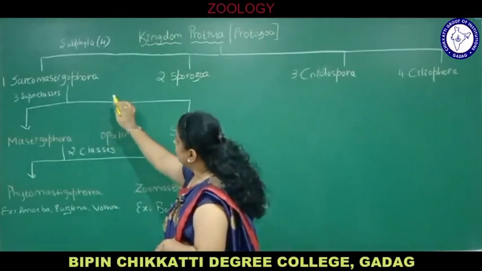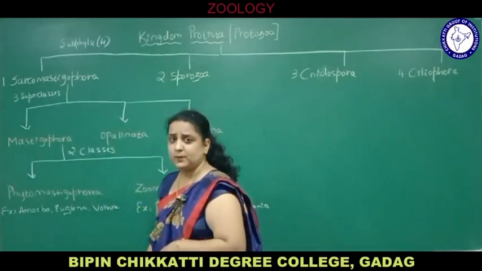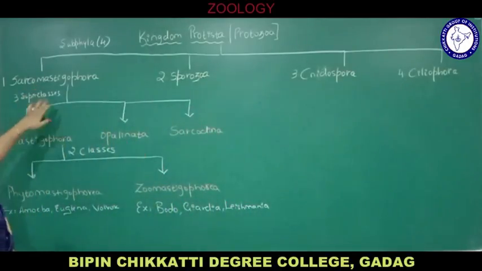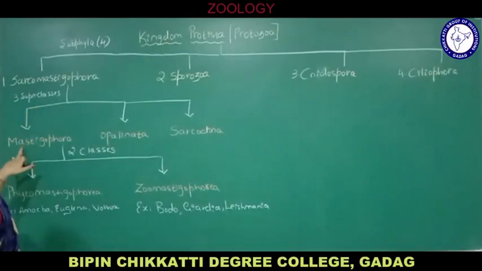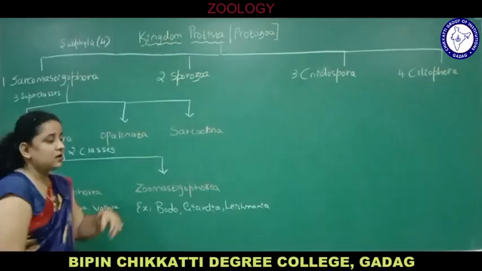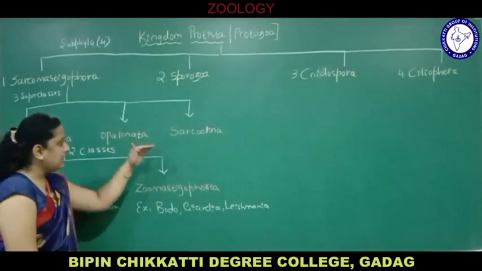Next, this Sarcomastigophora in turn is divided into 3 superclasses. Subphyla Sarcomastigophora is divided into 3 superclasses. Number 1, Mastigophora, Opellinata and Sarcodina. Once again, Mastigophora, Opellinata and Sarcodina.